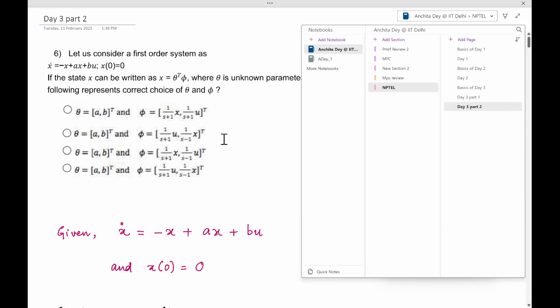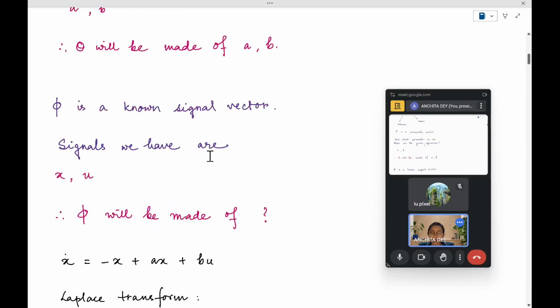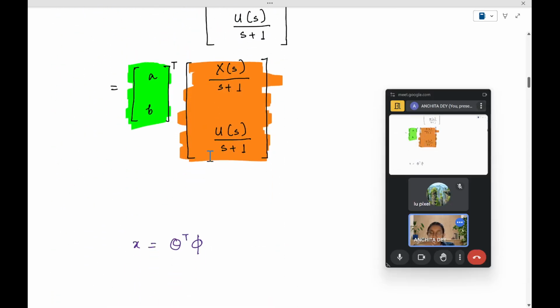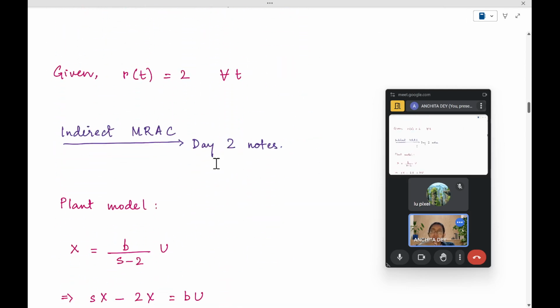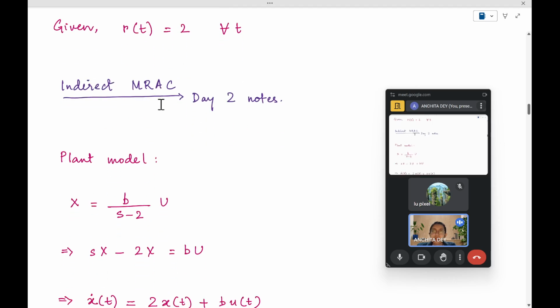So if we move back to that lecture, I think you can see the lecture notes on your own, but I will just be continuing here with indirect MRAC.